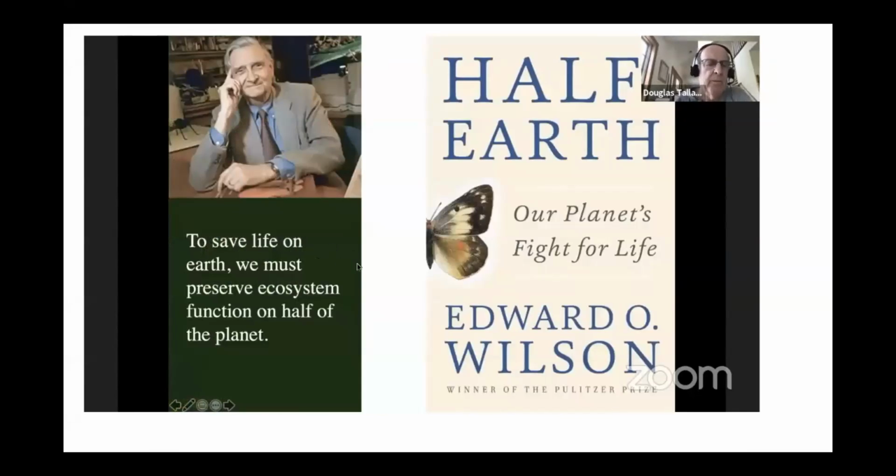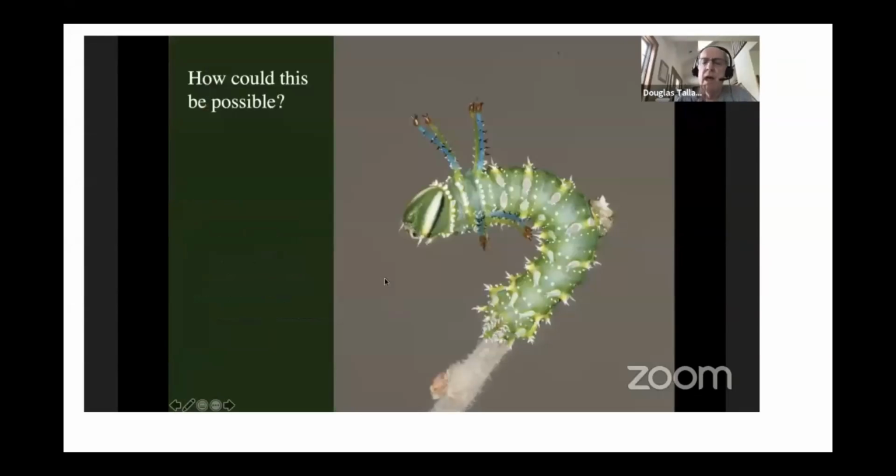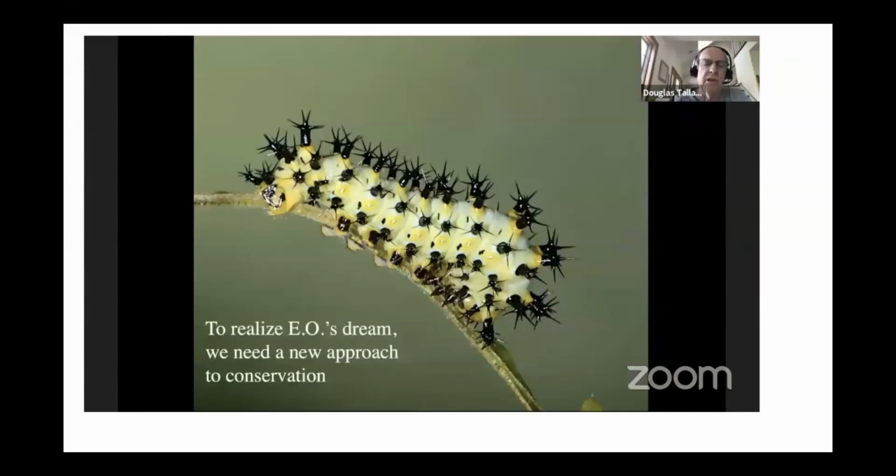I want to end by talking briefly about a book that E.O. Wilson wrote in 2016 called Half Earth, where he said that if we want to preserve life on the planet, and I presume we all do, we need to preserve ecosystem function on at least half of the planet. And he talked about the science that supports that. Well, a lot of people want to do that, but they're scratching their heads. How can this possibly be? Half of the terrestrial planet Earth is now in agriculture, and 7.8 billion people with all the infrastructure are stuffed in the other half. So how can we have ecosystem function there?